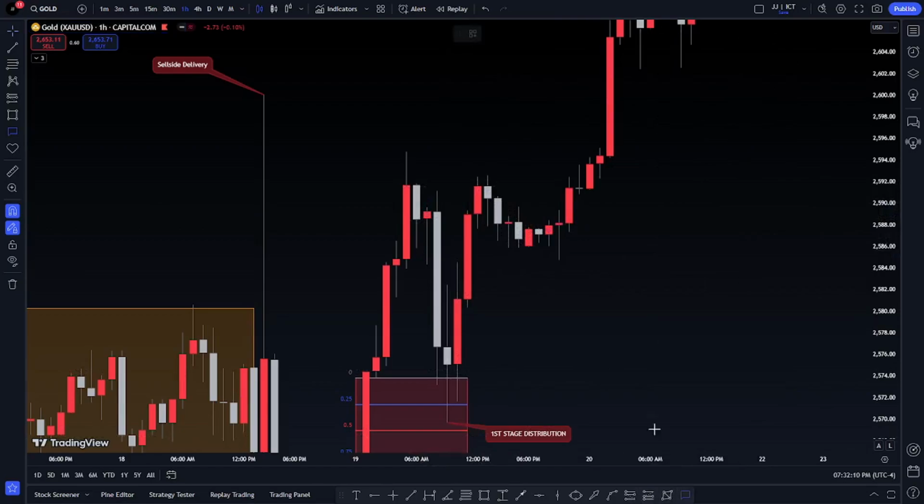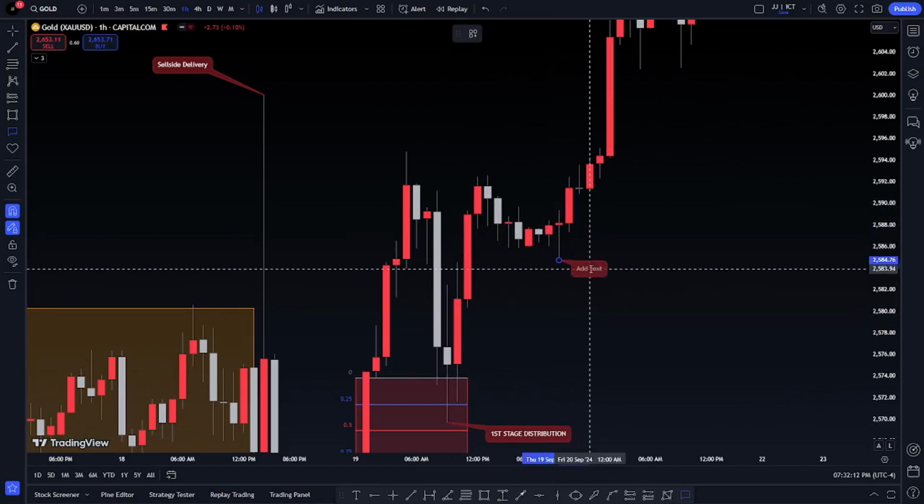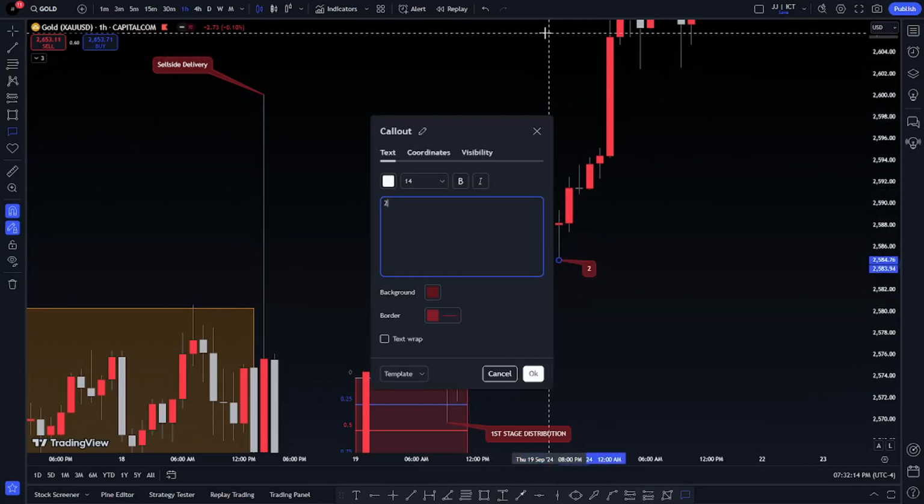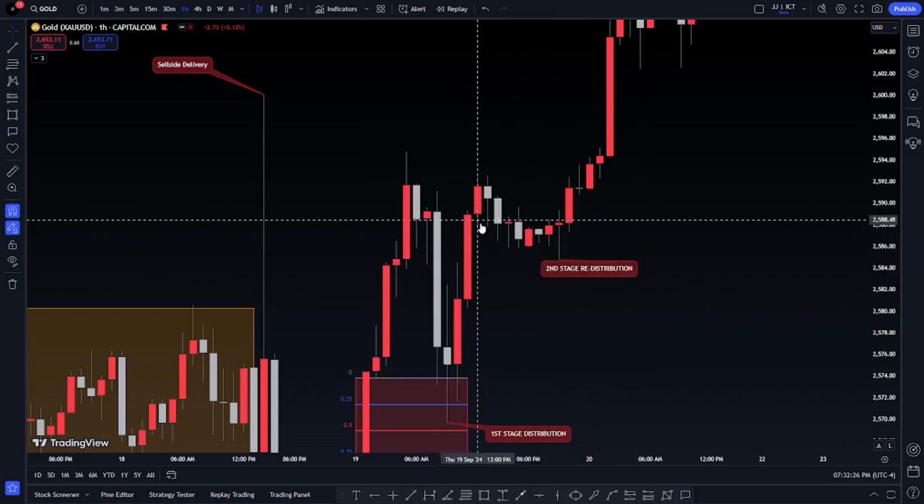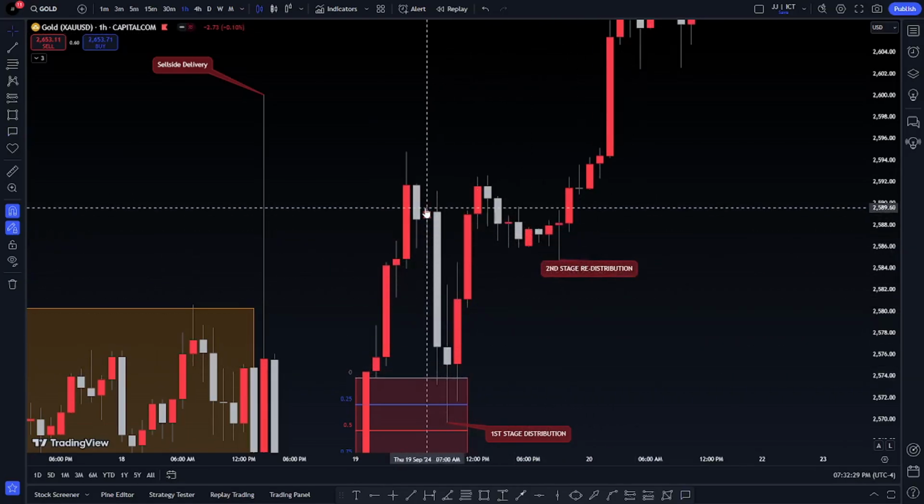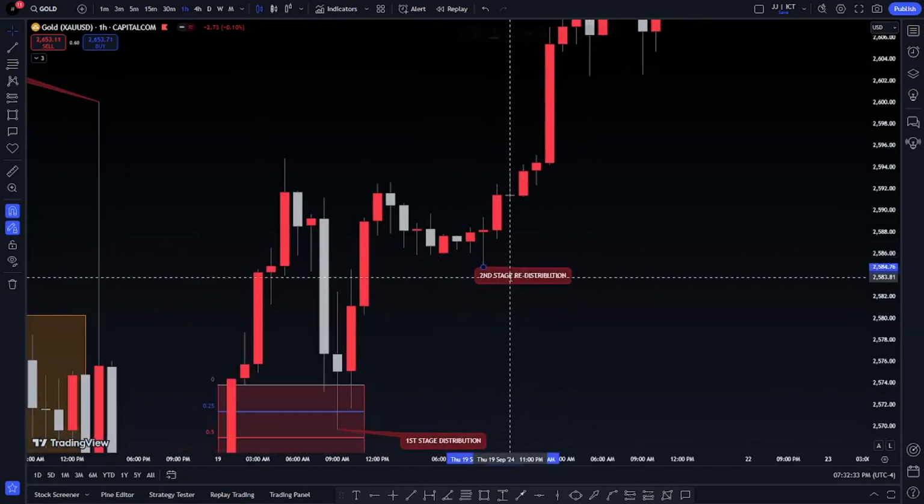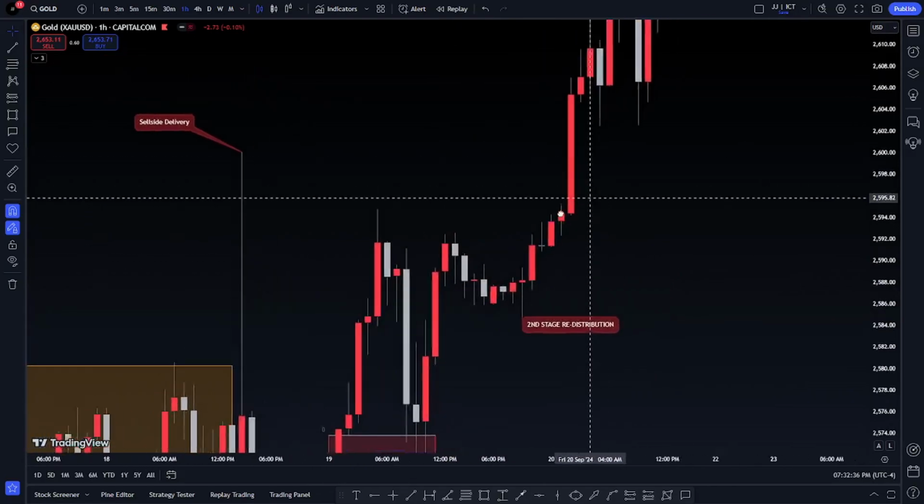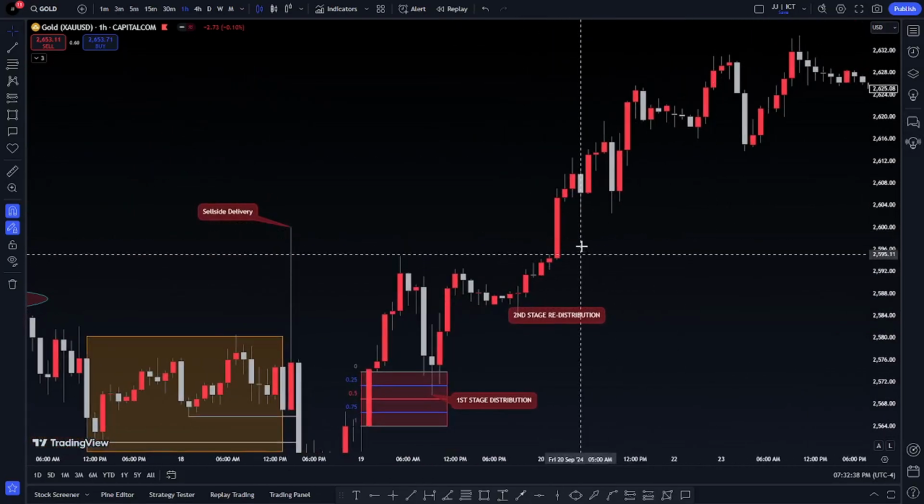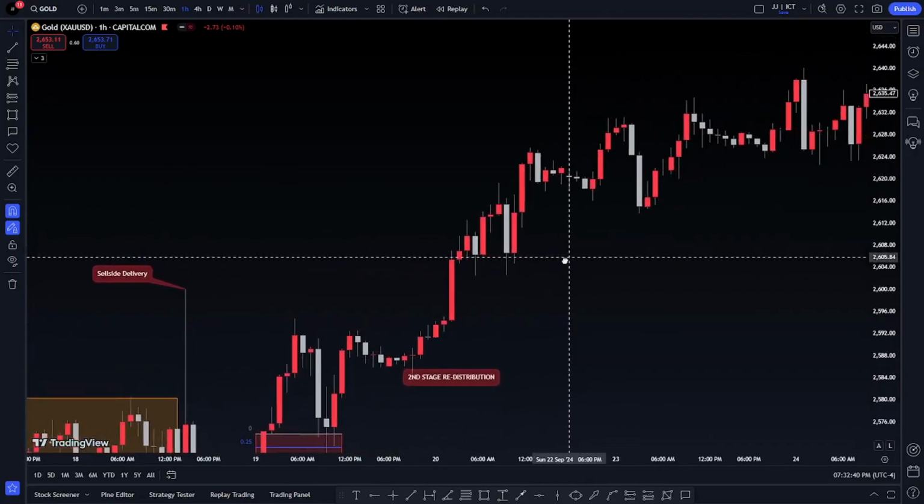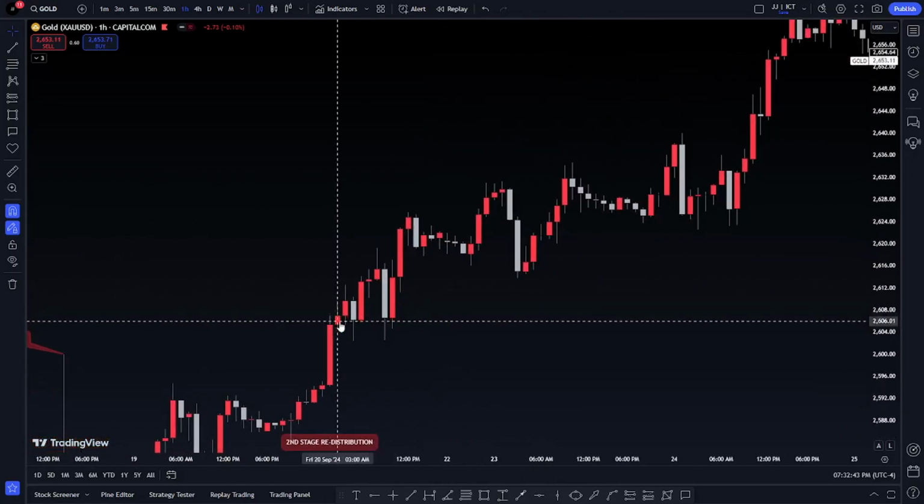So right along here is your second stage redistribution. Second stage redistribution. Bam. Into that what? Into that change of state of delivery right there with that order block. Pretty cool, isn't it? So that is your second stage redistribution right along there. Then you have the third stage redistribution right here. Bang. Then it just keeps going higher.